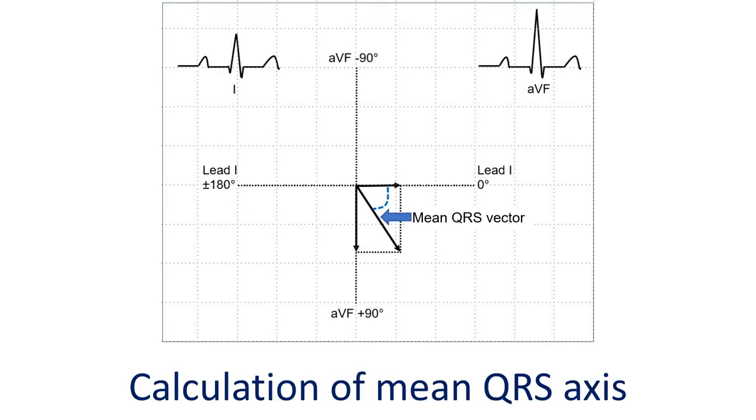For calculation of the mean axis of the QRS complex, the amplitude of the negative waves is subtracted from that of the positive waves while plotting on the graph, using lead 1 as x-axis and aVF as y-axis. The electrical axis of lead 1 is 0 and that of aVF is plus 90 degrees. The resultant is taken as the mean QRS vector, and its deviation from lead 1 is the mean QRS axis measurement.